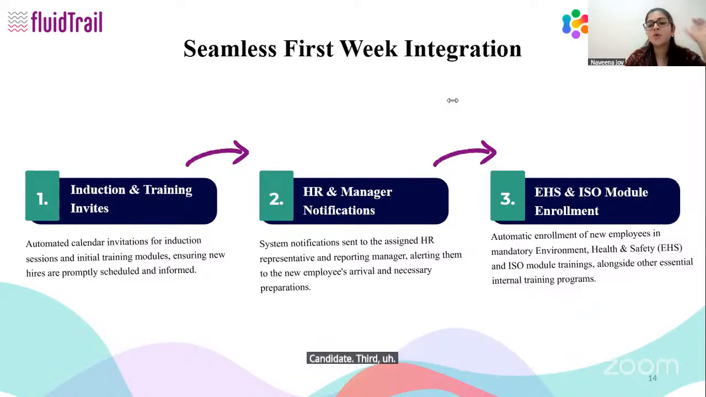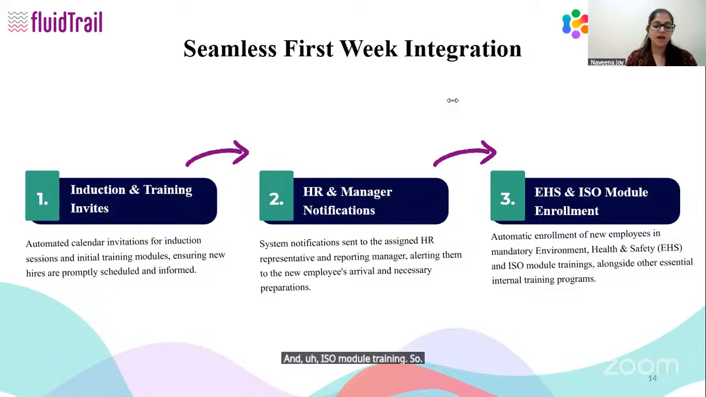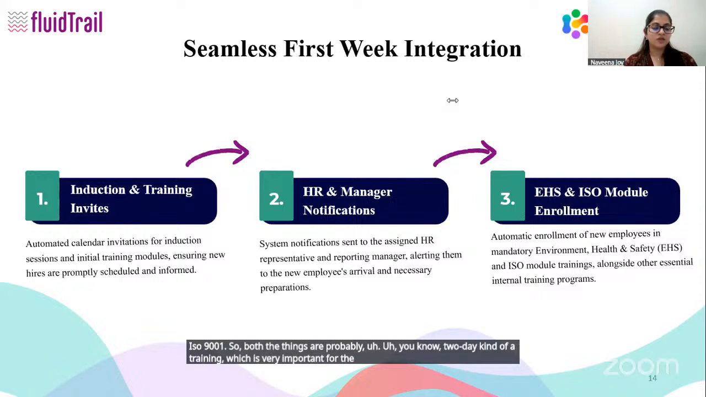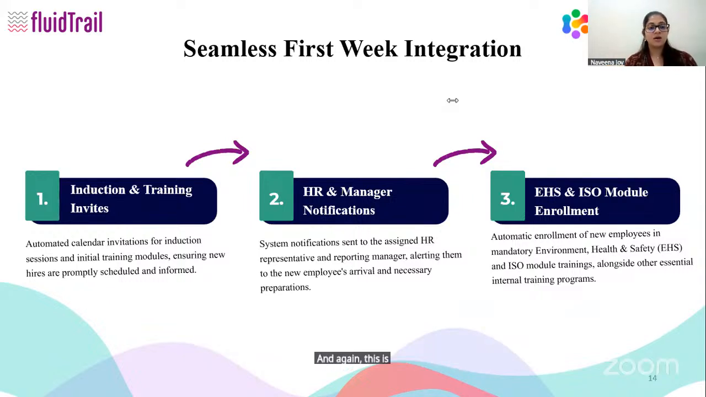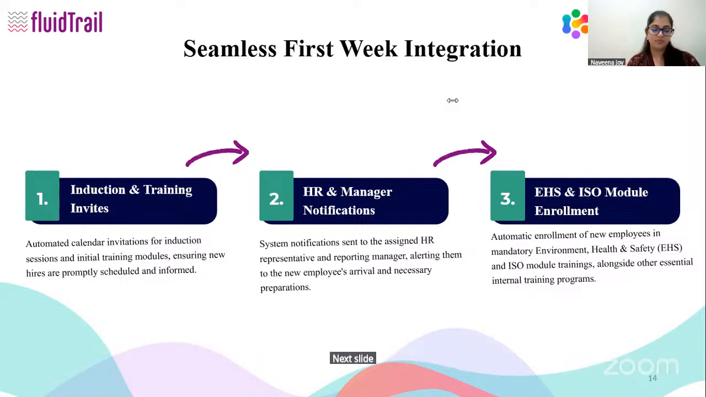Third, very important. These are probably the important trainings required in a manufacturing unit, which are EHS and ISO. EHS is nothing but environment, health, and safety training. And ISO module training is required, especially when we talk about environmental, which is ISO 14001, and if you talk about quality, it is ISO 9001. Both are probably a 2-day training, which is very important for manufacturing employees. This is also automatically enrolled wherever there is a mandatory program required, and organized in a very systematic way. Next slide.